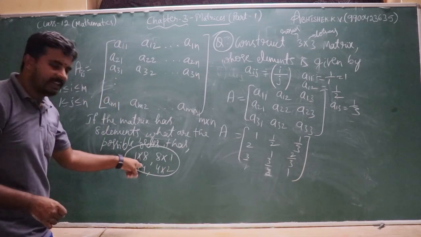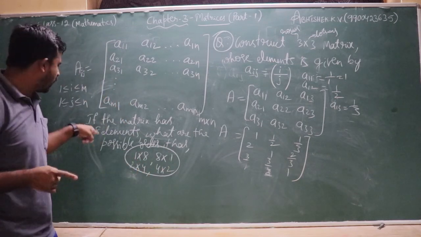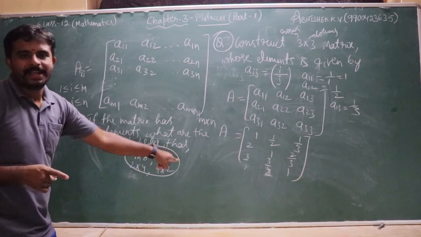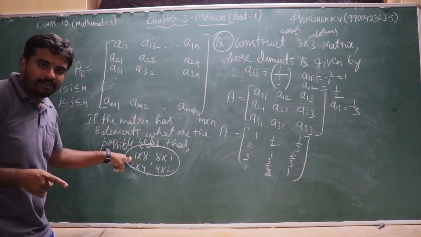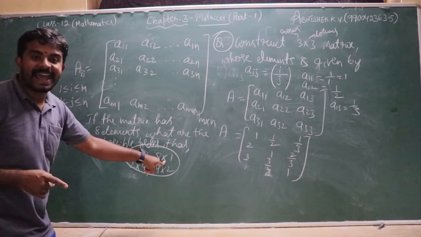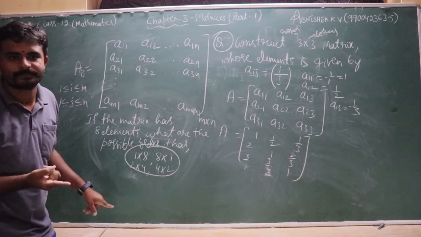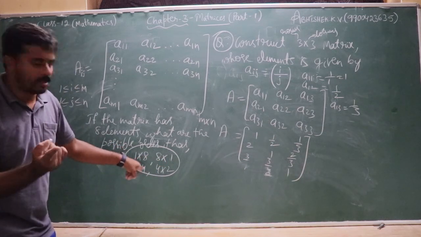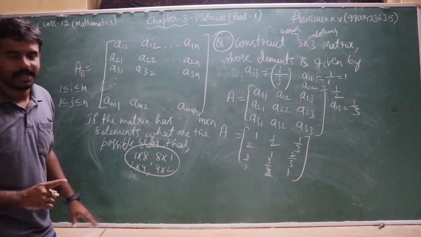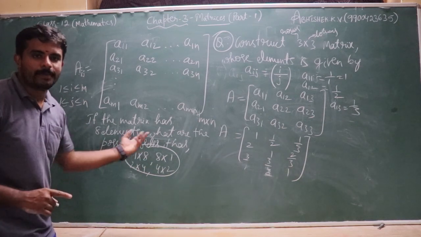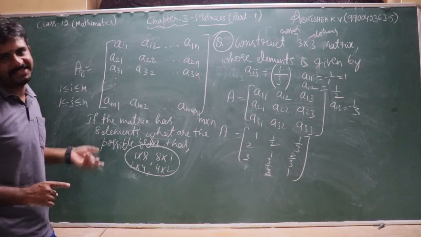If you multiply this, you should get 8 because it has 8 elements. 1 into 8, 8 into 1. That is 1 row, 8 columns, or 8 rows, 1 column. 2 rows, 4 columns, 4 rows, 2 columns. These are the 4 possible orders if the matrix has 8 elements.